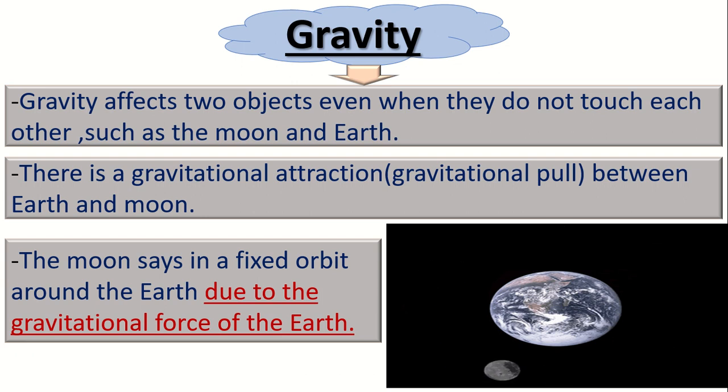And gravity can affect objects even when they don't touch each other, like the moon and the earth. Does the earth touch the moon to attract it? No, it's not touching. Does gravity touch us to pull us? No, it's not touching us. So gravity can affect objects without touching, and it's also an invisible force. We cannot see it and it's not touching us. And also there is a gravitational attraction, or a gravity force, between the earth and the moon, and the moon stays in a fixed orbit around the earth. Why? Because the gravity of the earth pulls the moon.